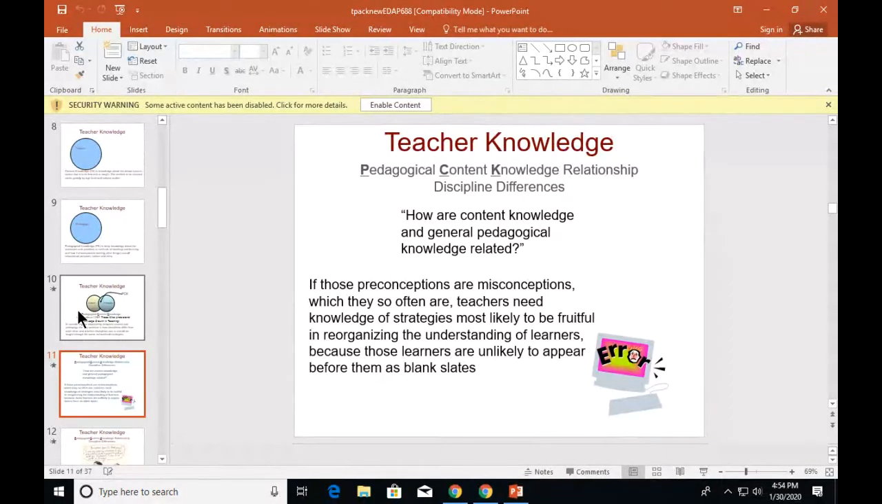Now, this is straight out of a Shulman's thing, and I'm going to read it to you because there's some really good stuff buried here. If those preconceptions, and everybody comes to the table with preconceptions about content knowledge, if those preconceptions are misconceptions, which they so often are, teachers need knowledge of strategies most likely to be fruitful in reorganizing the understanding of learners because those learners are unlikely to appear before them as blank slates. We all bring prior knowledge to whatever task that we do.